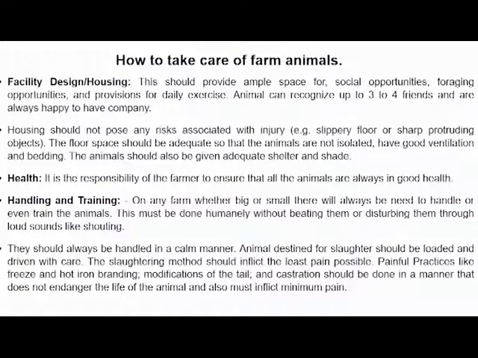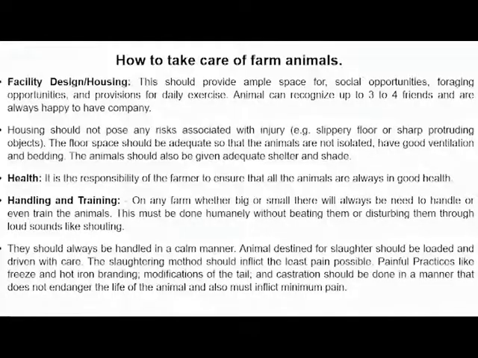So when you are taking care of farm animals, one of the things that we look at is your facilities or the design of the housing where the animals are being kept. For example, the housing should provide enough space for social opportunities or foraging opportunities and provision for daily exercise. Animals can recognize up to 3 to 4 friends and are always happy to have company.